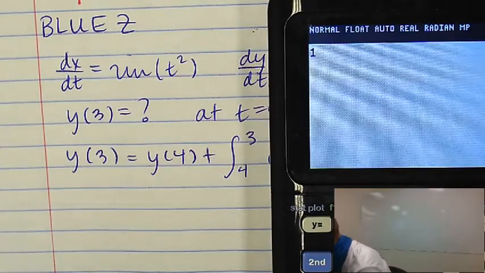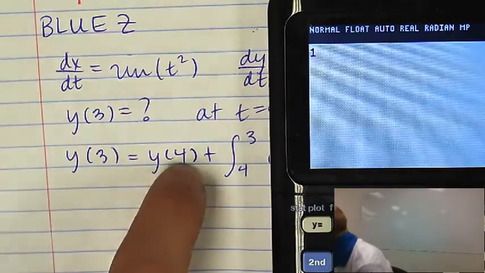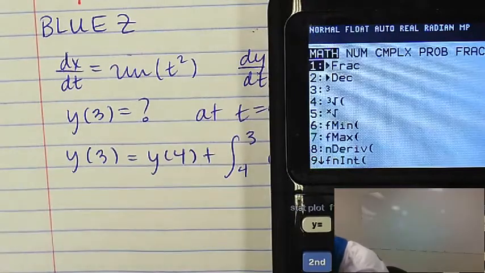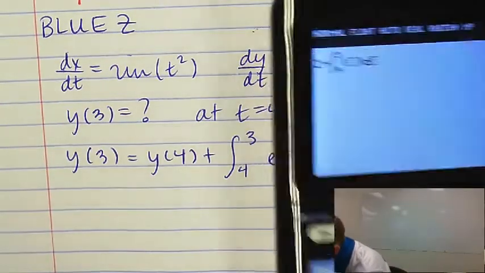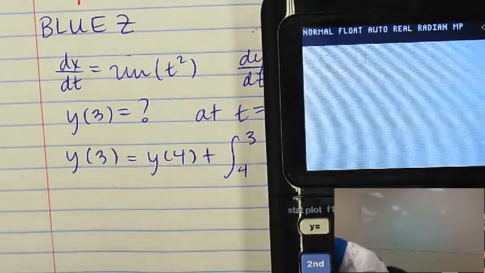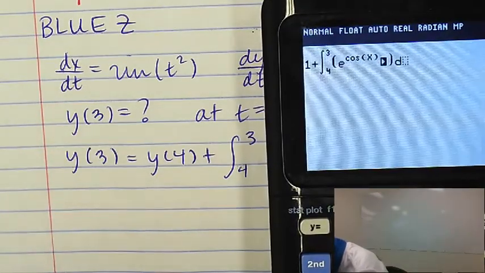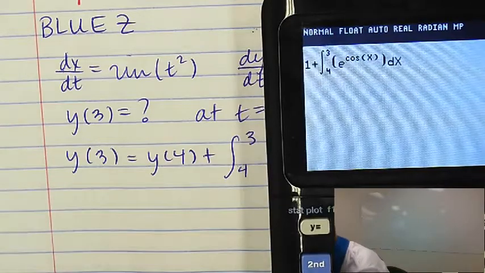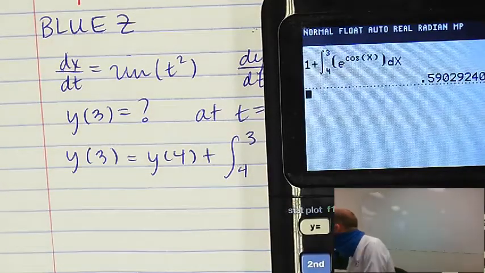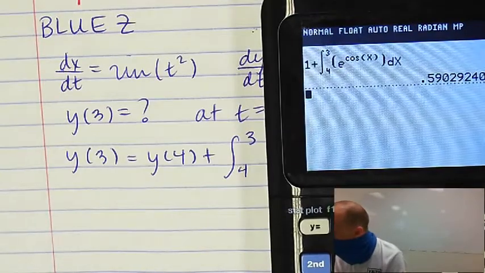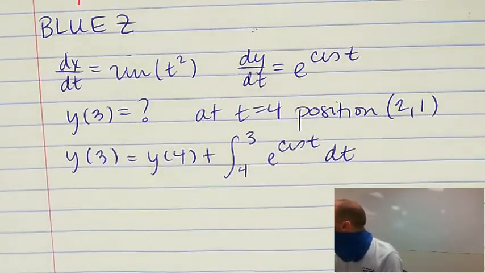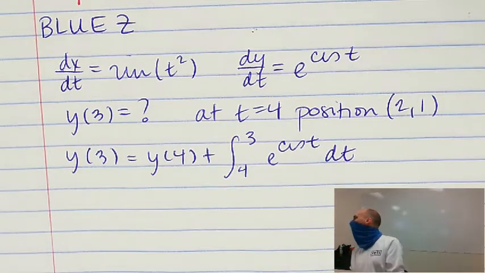So 1, because y of 4 is 1, plus the integral from 4 to 3 of e to the cosine t dt, and 590, that's answer choice B. Oh, I plugged in 3 for x because I thought it was... Yeah. We're going to let x range.